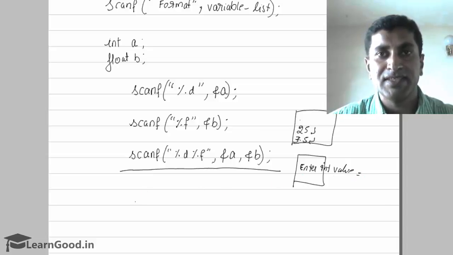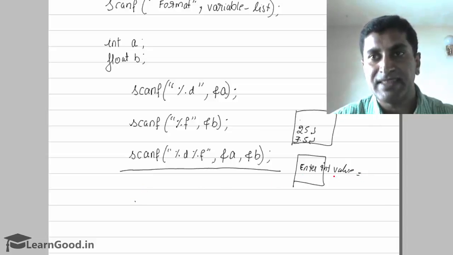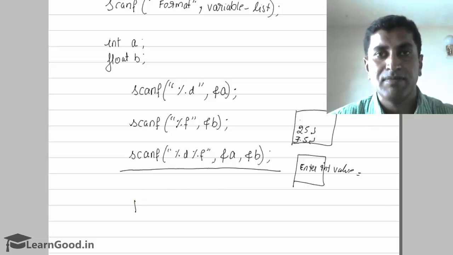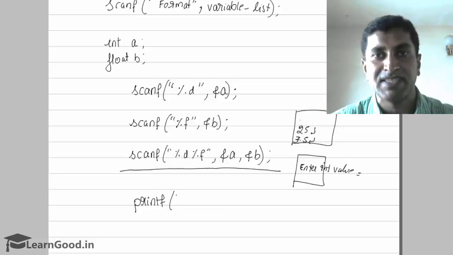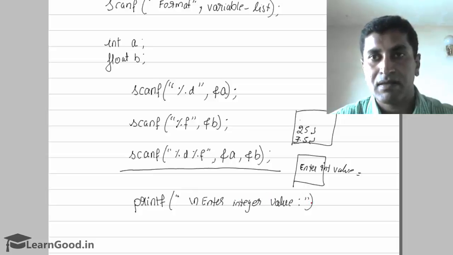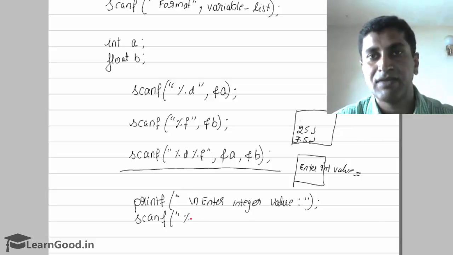So for doing this, that is, if you want to put a message and then wait, that can be done by using printf and scanf. That is, with the printf you display the message by giving enter integer value, and this message will be displayed and the cursor will be waiting beside that. And then in the next line, you can make it wait for the value by giving your scanf %d ampersand of B.